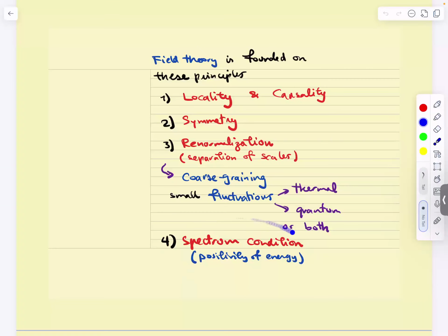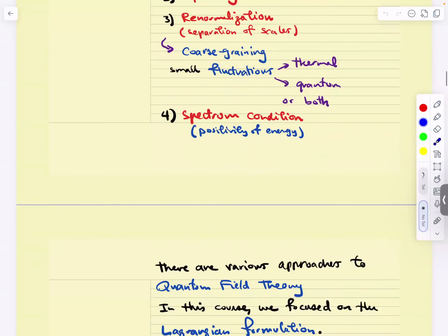There's also the principle of spectrum condition, or positivity of energy, but I doubt that we'll have much time to spend on this. This is a more nuanced or complex issue for a more advanced course on quantum field theory. All right, any questions?